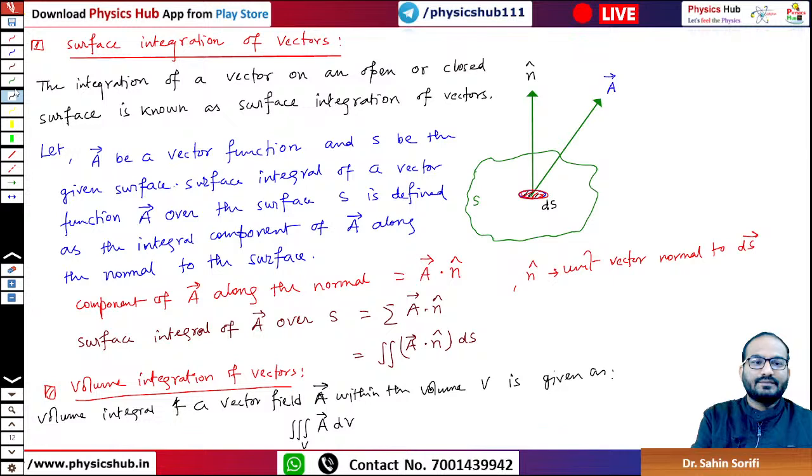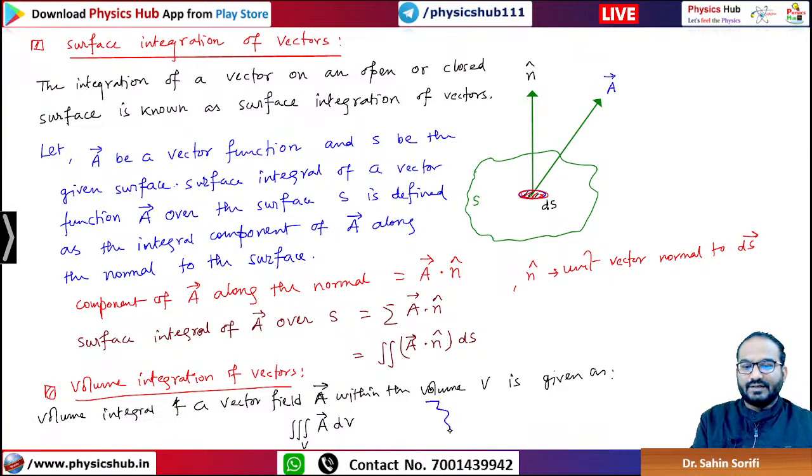You can imagine that this is the vector, this is the volume, and dV is the infinitesimal volume. So you can imagine it in this way. The way you imagined ds, some infinitesimal area, this is your infinitesimal volume dV, and the whole volume is V, and the volume integral is A dV.